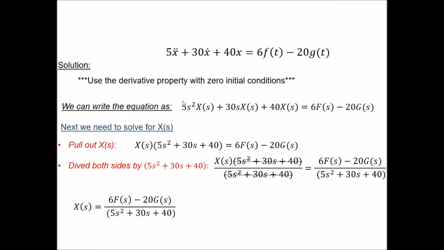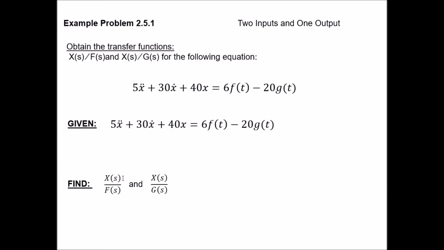So we take that given equation and write it out down here as 5s squared X(s) plus 30s X(s) plus 40 X(s). This is equal, on the right-hand side of our equation, to 6F(s) minus 20G(s), with those two functions there. So in order to get what they ask us to solve for, we need to rearrange and solve this relationship for our X(s). Recall we want those ratios that we've seen on the previous slide. If we reference back, we want to solve for X(s) over F(s) and X(s) over G(s).